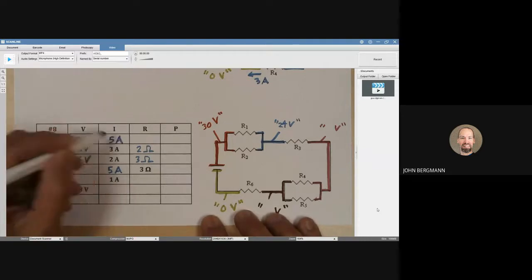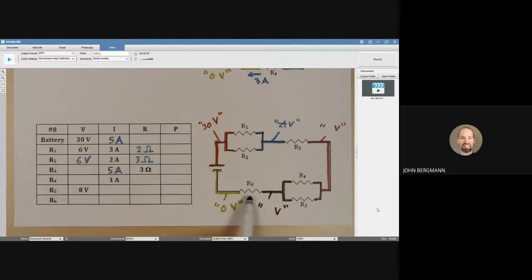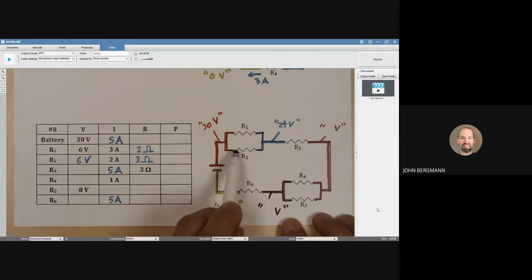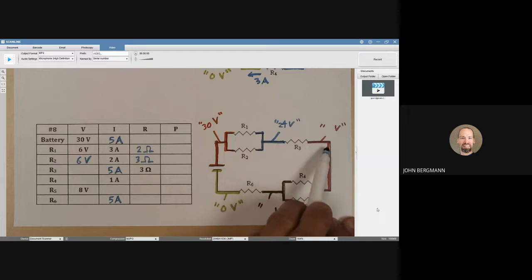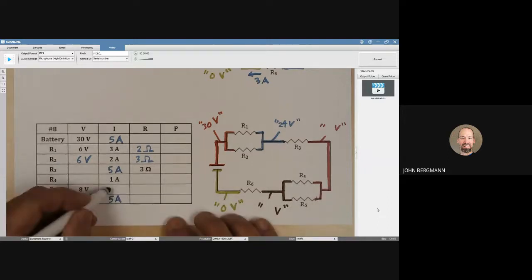And you know what? Let's take it back even one more. Mustn't there be 5 amps going through R6 as well? While we're on that, 5 amps going through R6, 5 amps going through the battery. They split. 3 amps go through R1, 2 amps go through R2, but then they come back together. 5 amps, 5 amps, 5 amps. Oh, right here they split. And according to the table, 1 amp goes through R4. That means 4 amps got to go through R5.